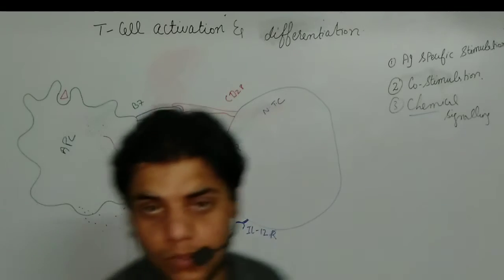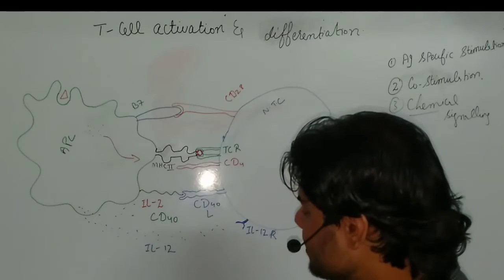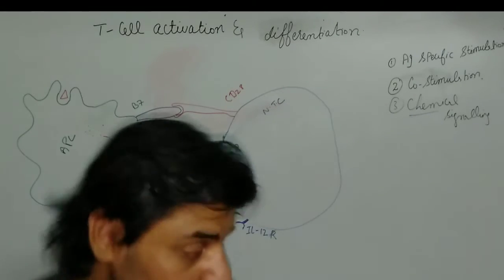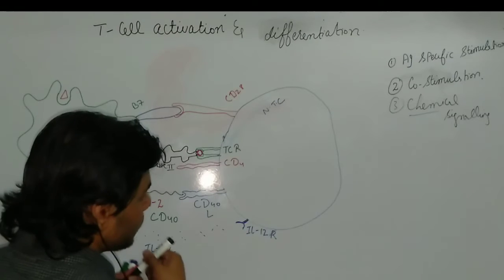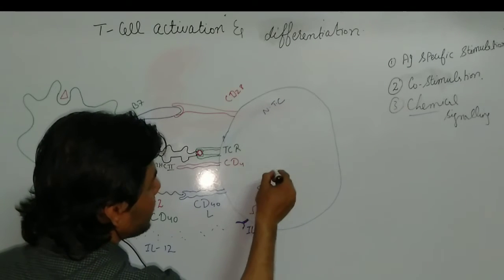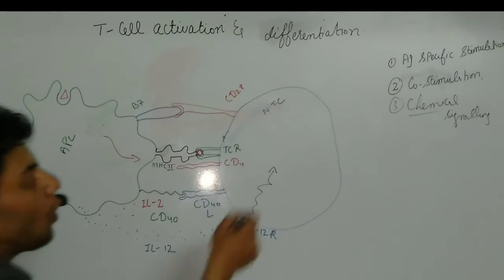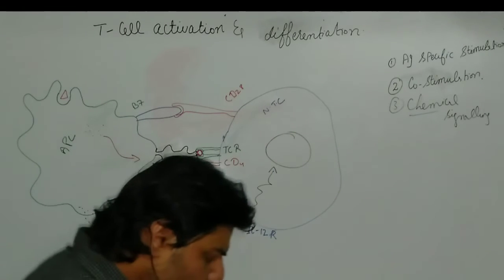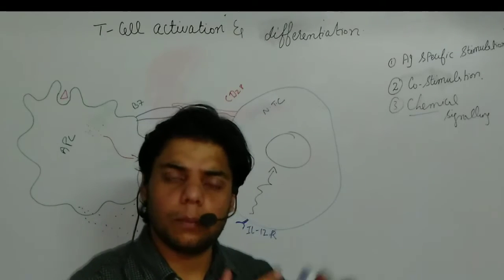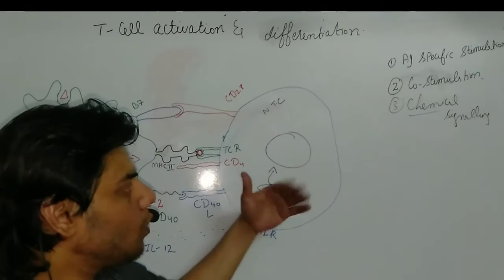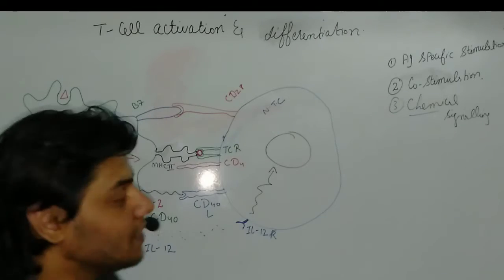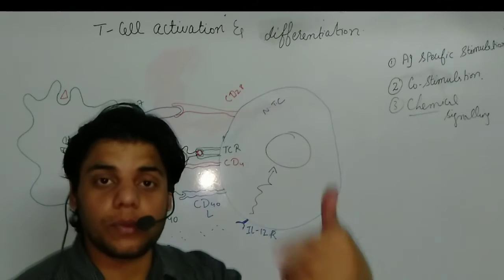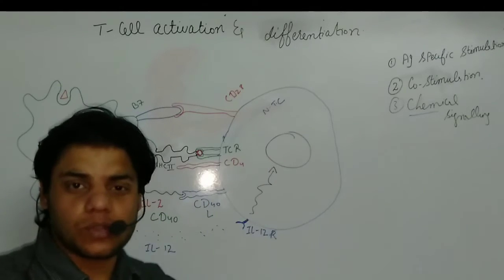This interleukin 12 is produced by this antigen presenting cell and it is received by this interleukin 12 receptor, which is present in the T cell. Once they receive it, they will give a positive signal to the nucleus of the cell. Let's suppose this is the nucleus. Inside the nucleus, DNA is present, and the central dogma process occurs. That means DNA is converted into RNA, messenger RNA, and messenger RNA will produce protein. That means transcription and translation will occur.